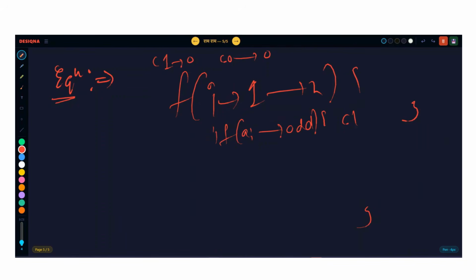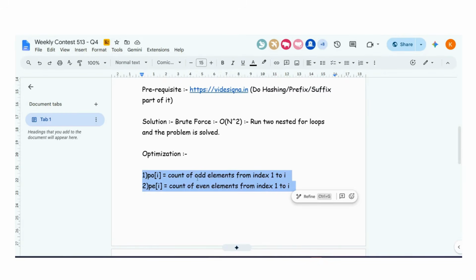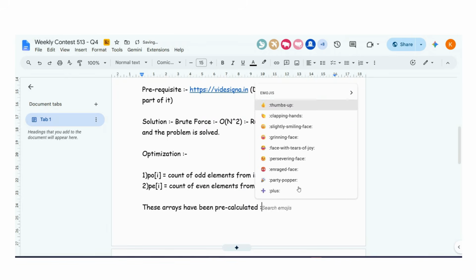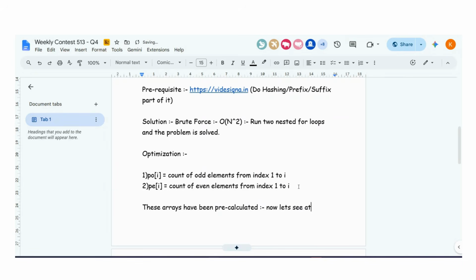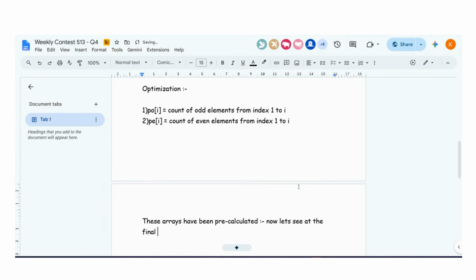Okay. So guys, now we assume that we have calculated these arrays. POI, PEI have been pre-calculated. These arrays have been pre-calculated. Now let's see the final equation which we arrive at.